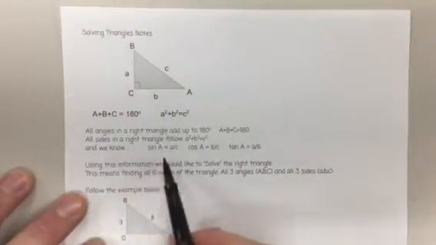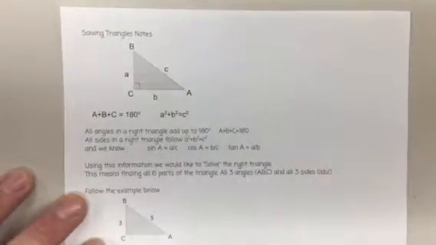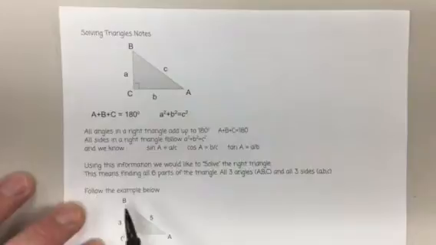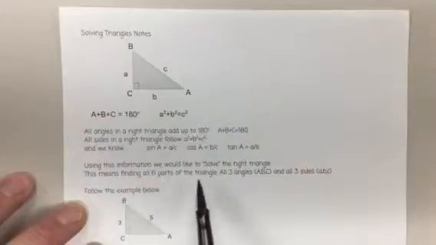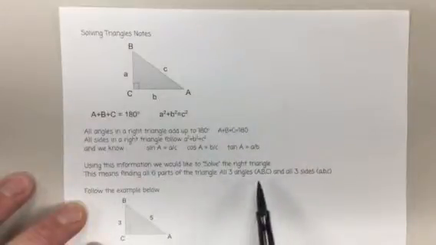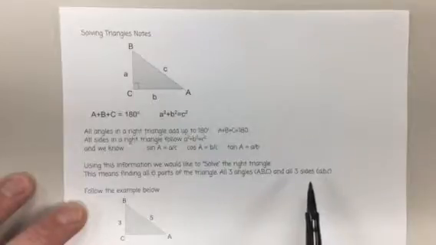We also know the trig functions sine, cosine, and tangent. And those can help us find angles and sides as well. So using this information, we would like to solve the right triangle below. This means finding all 6 parts of the triangle, all 3 angles, A, B, C, and all 3 sides, little a, little b, little c.